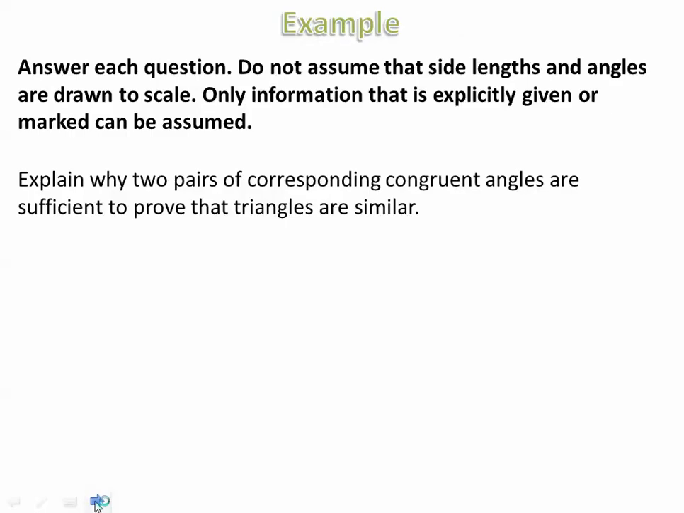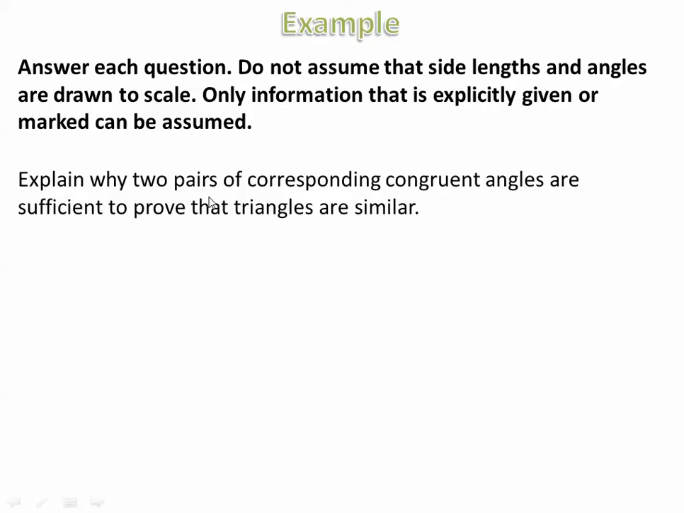I'm going to jump right in and start showing some examples, because sometimes those postulates and theorems are really wordy and hard to understand, but it's easier to understand with the examples. I really want to emphasize: do not assume that side lengths and angles are drawn to scale. Only information that is explicitly given or marked can be assumed. So that means don't ever go by what the picture says. That's what that's telling you.